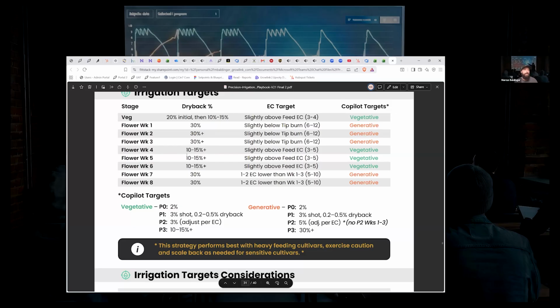Really, all I'm paying attention to in weeks 4 through 6 is the 12-hour nighttime, from as soon as the lights go off to as soon as the lights go on. I'm usually giving P2s all the way up until lights off. I let the plant dry back for that full 12 hours without interruption. And as long as it's drinking 10% over that 12 hours, I'm usually not messing with it.